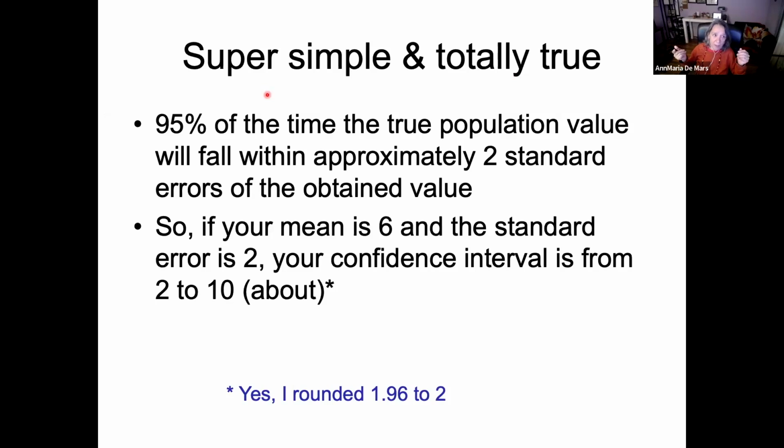A super simple way to think about it is 95% of the time, the true population mean will fall within approximately 2 standard errors of the obtained value. And yes, I rounded 1.96 to 2. So if your mean is 6 and the standard error is 2, your confidence interval is from 2 to 10, about.